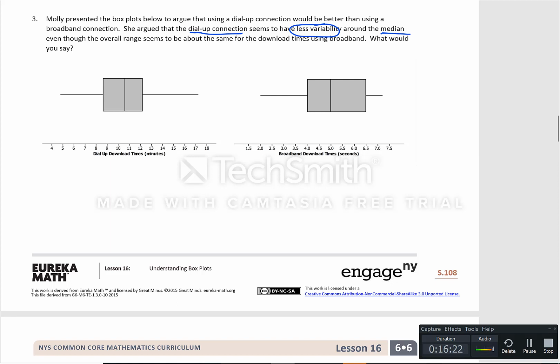Even though the overall range seems to be about the same for the download times. So we're saying my range is the same. So not interquartile range, but the range.